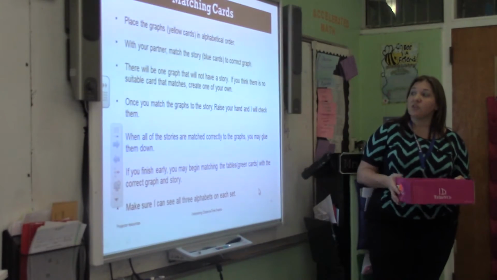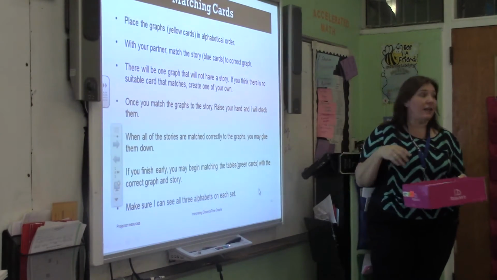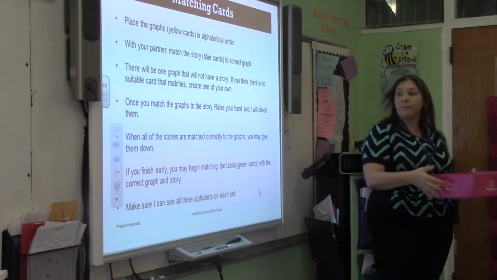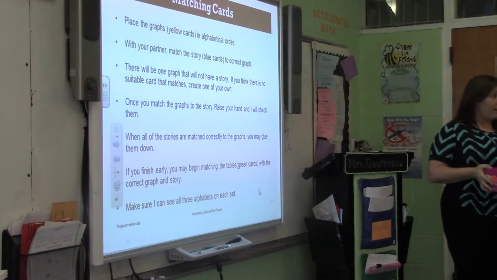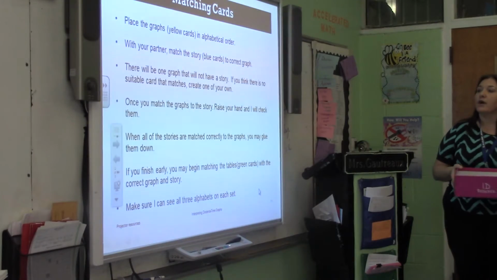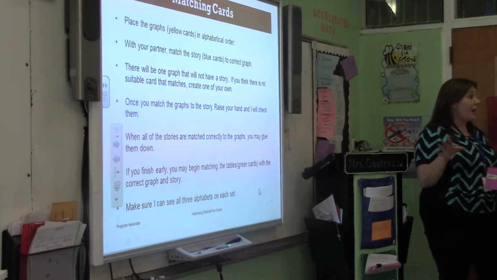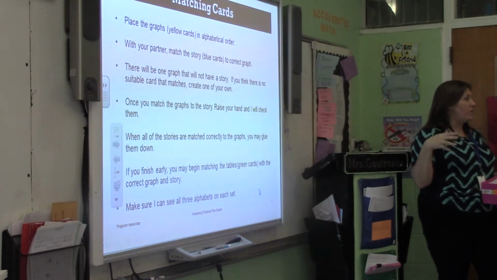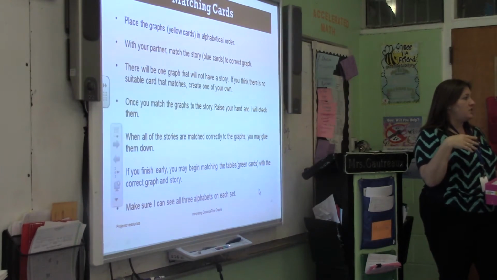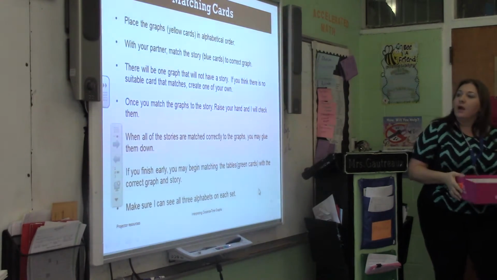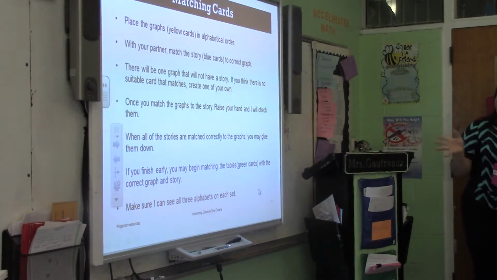Once you match the graphs to the stories, raise your hand and me or Miss Pam will check them. When all the stories are matched correctly to the graphs, you may glue them down, okay? Not before. Me and Miss Pam are going to be passing out the white sheets as the activity goes on. We're going to pass out the white sheets to y'all so y'all don't have to get up. When all the stories are matched correctly, you may glue them down.